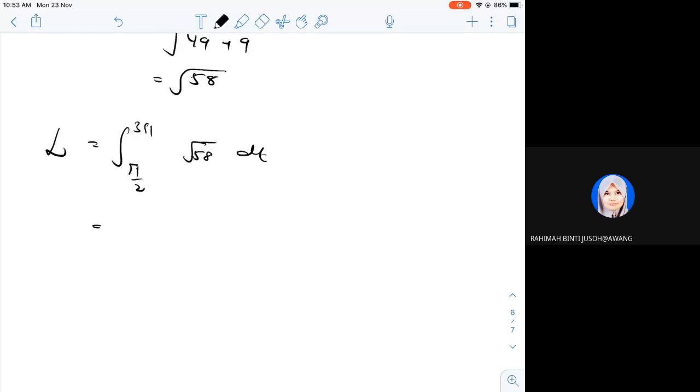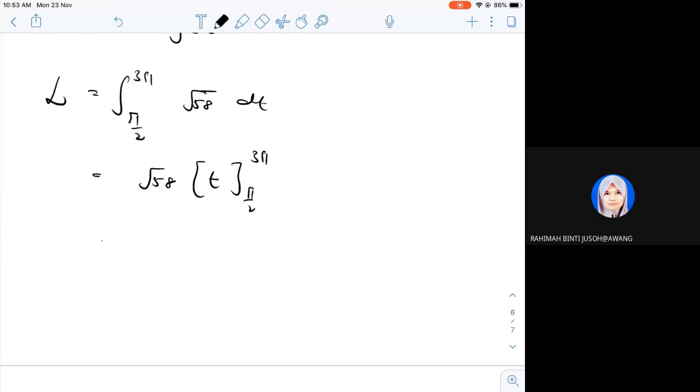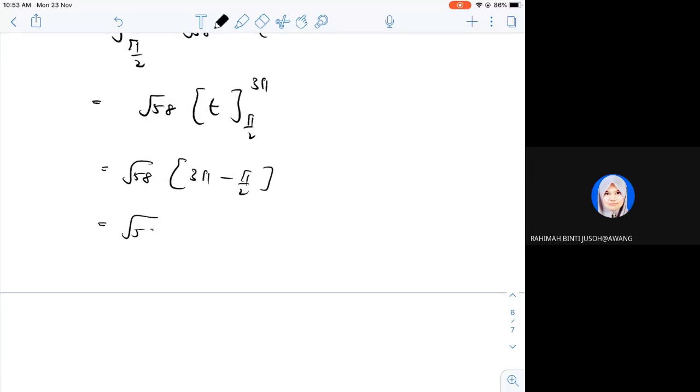This is just a constant, right? So integrate the constant, you will get square root of 58 times t. Substitute 3 pi and pi over 2. Then we will have square root of 58 multiplied by 3 pi minus pi over 2, which gives 5 pi over 2. So therefore, this is the answer. Okay, this is your arc length.